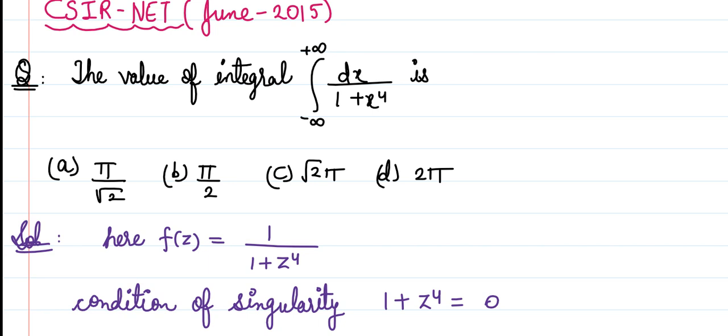So here in this question, an integration has been asked and you are going to find the value of the integral from minus infinity to plus infinity dx upon 1 plus x to the power 4. Four options are given to you and you are going to find the correct answer. Whenever you have some integration, you should first identify which type of pattern you are going to use to analyze the solution of this question.